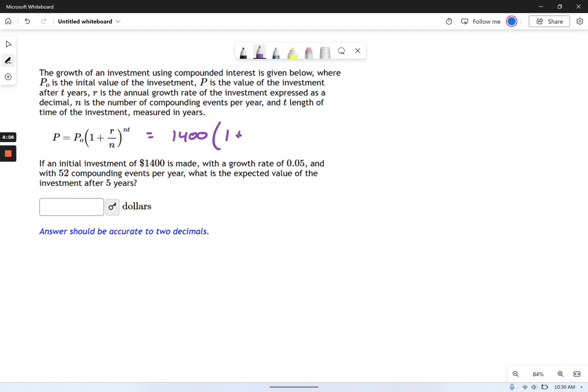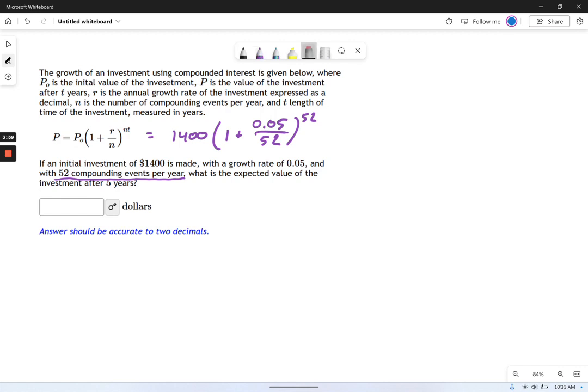What's R? R is the growth rate of 0.05. What's N? N is the number of compounding events per year, right? It told us that up here. And if I read carefully, I can see that it says 52 compounding events per year. So N is 52. And N looks like it appears in more than one place, so it ends up there also in the exponent.